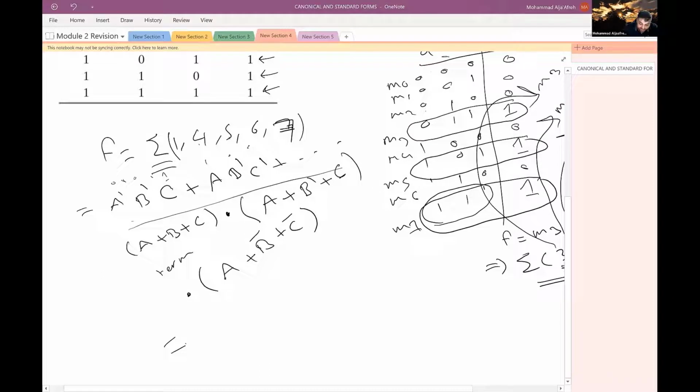So because each term here is described as a sum, and then all of them are producted, it can be described as a product of sum, and it will be 0, 2, and 3. And have you noticed something, guys? The product of sum, the max term, is always what? The complement of the min term. So we have here 0, 2, 3 for the max term, and we have 1, 4, 5, 6, 7 for the min term. All right?